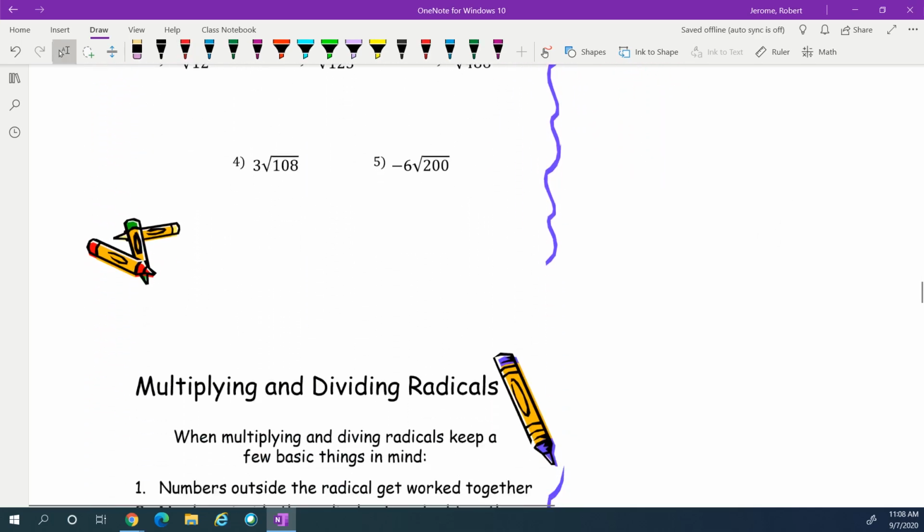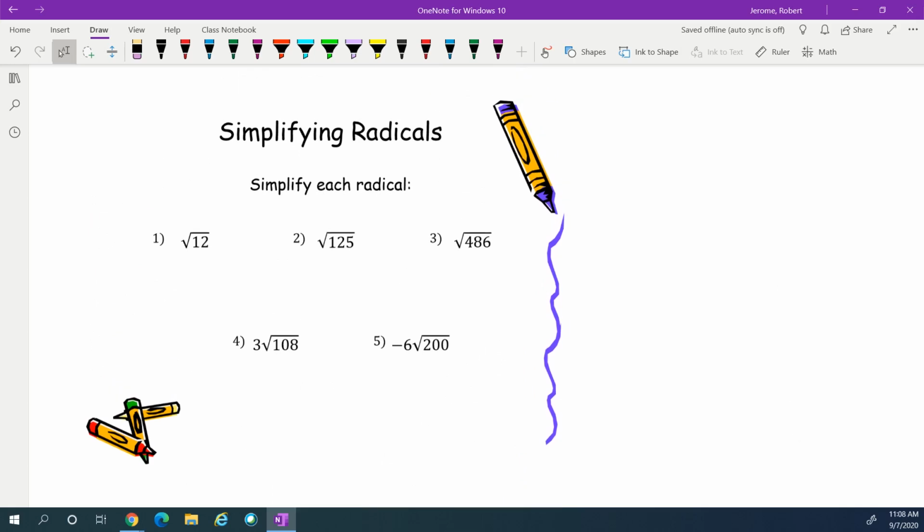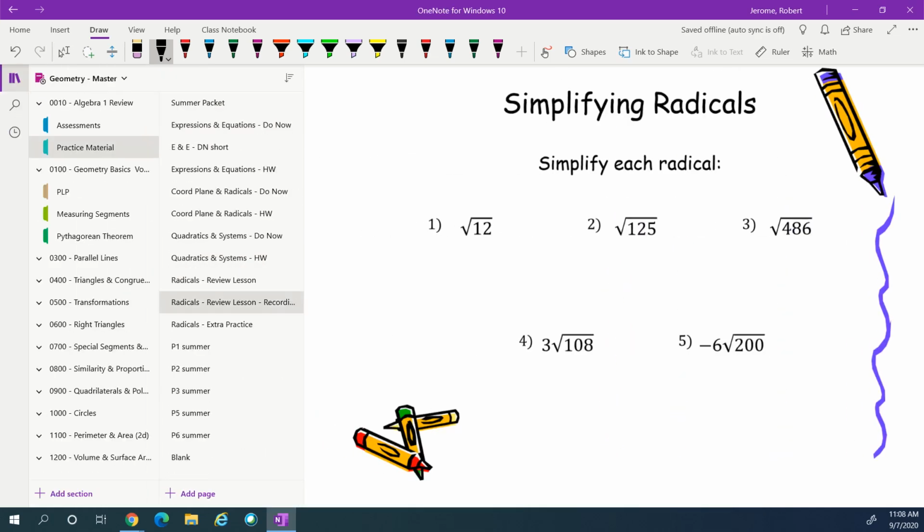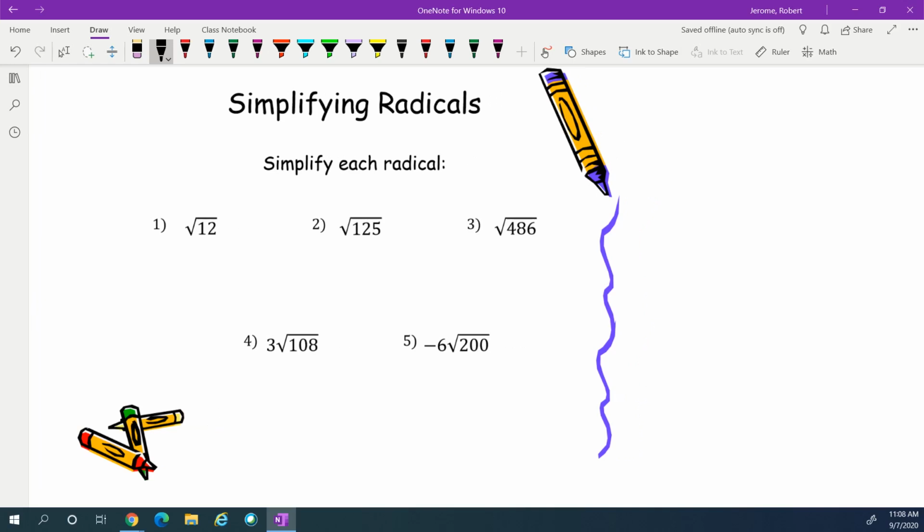Okay. So let's take a look at just a couple. We're not going to do all of these. So for example, square root of 12. That's a 2 and a 6, which is a 2 and a 3. Since I have a pair of 2's, I'm going to get a 2 on the outside, and the 3 stays home. And that's how we're going to do it.